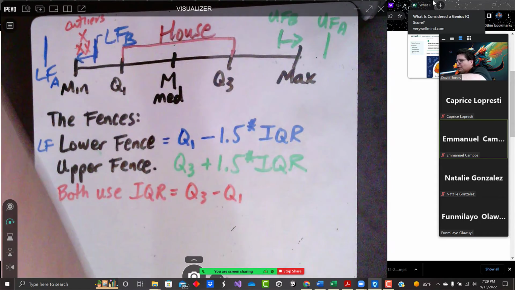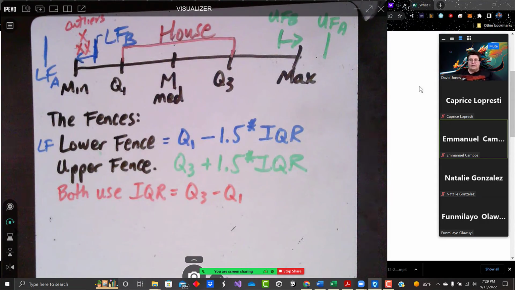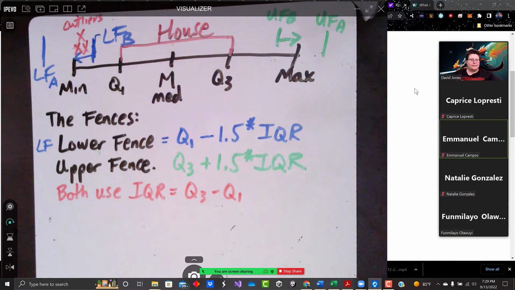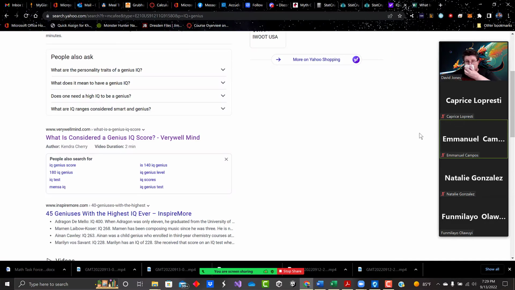So let's take a look at some examples. Does anyone need that up on the screen for a little bit longer, or can I switch over to StatCrunch? I hear no arguments.